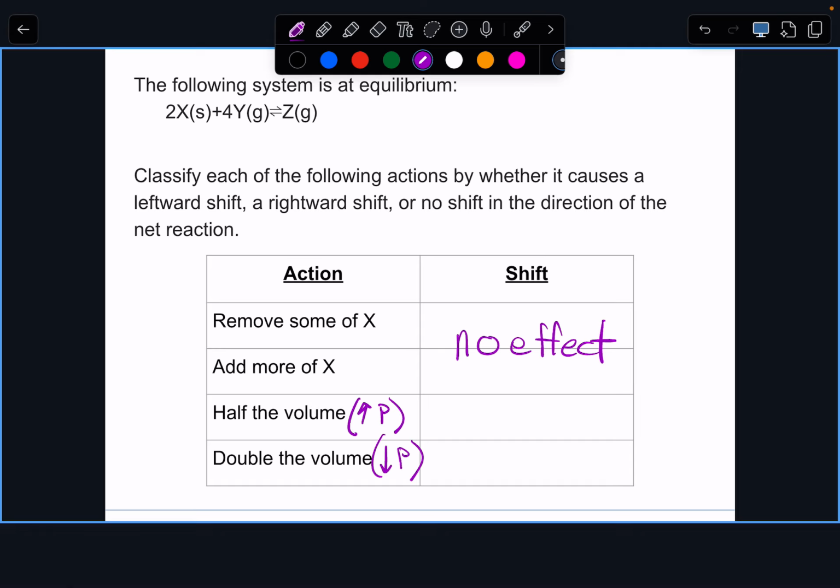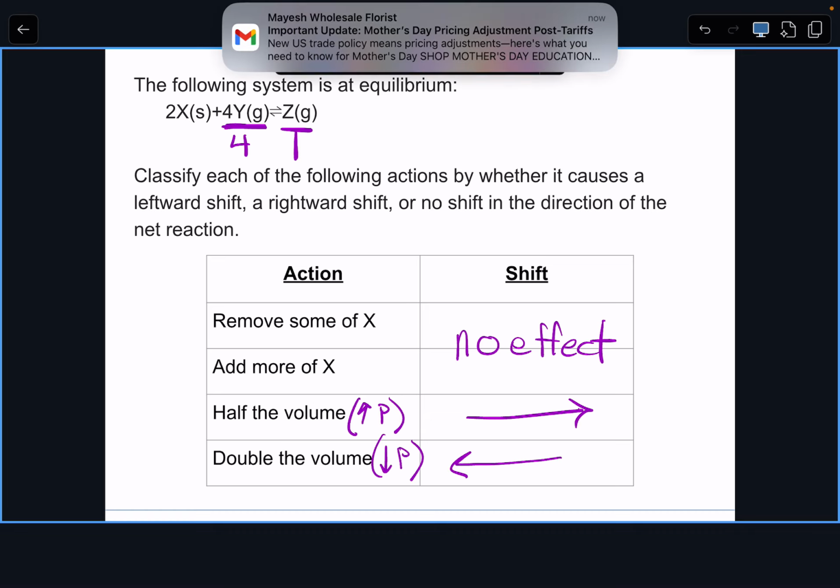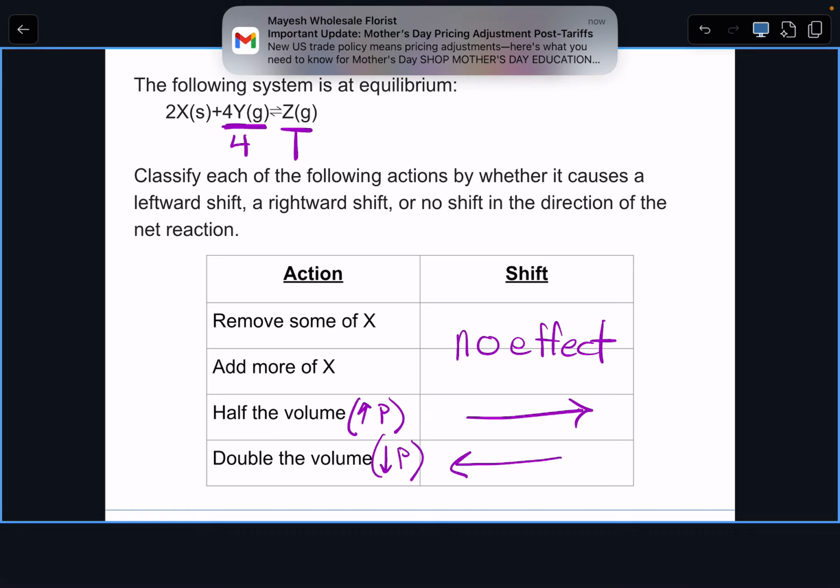Okay, if we increase the pressure, it wants to figure out how to decrease that pressure. So if I look at the moles of gas, this side has 4, this side has 1. And so it's going to shift towards the products so that it can bring that pressure back down a little bit, because fewer moles equals less pressure. And then the reverse is also true. If I drop the pressure, it's going to go to where there are more moles to bring it back up.